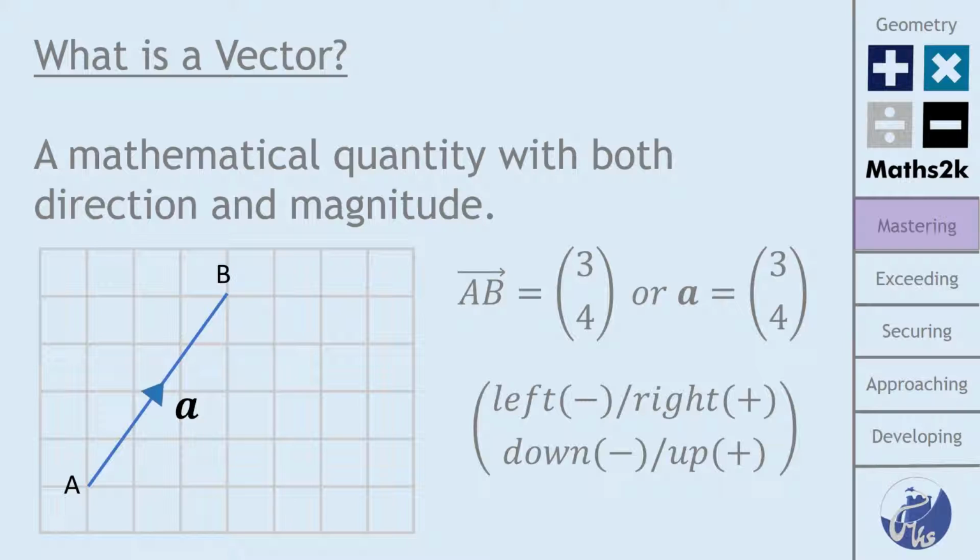Now, it is possible from this sort of information to calculate the magnitude using a bit of Pythagoras, but I'm not going to go into that in this video. But the magnitude of this vector, for example, would be 5, and you could always look that up if you want to do it at a later point.